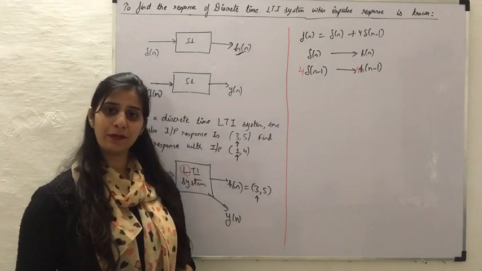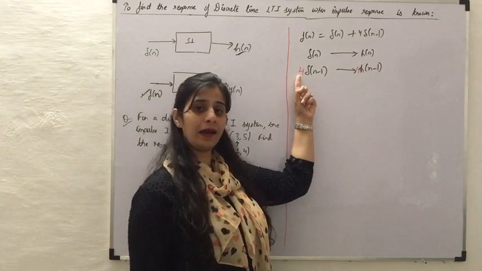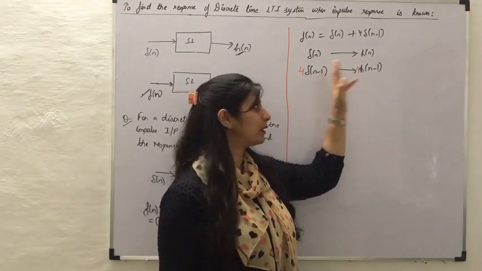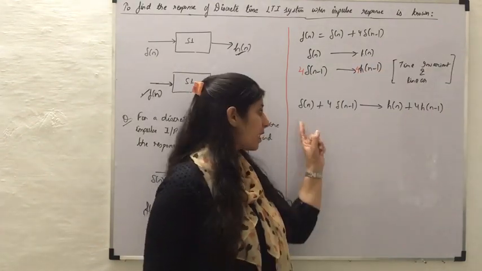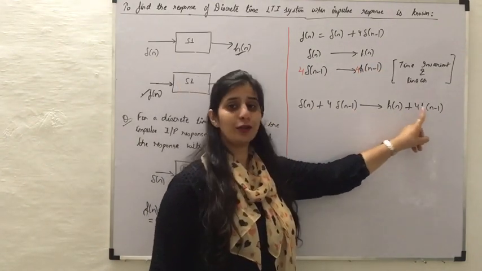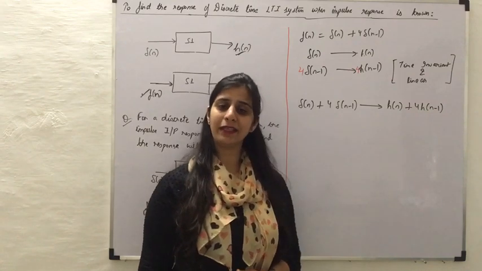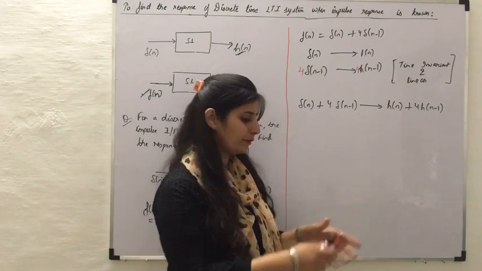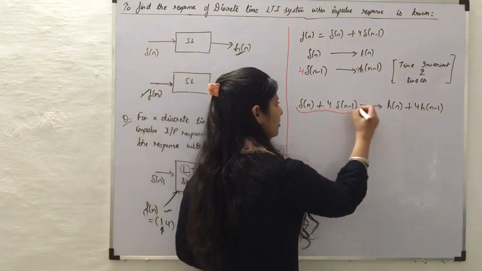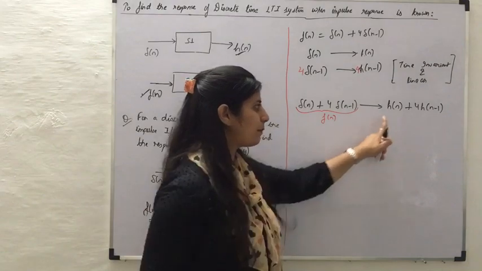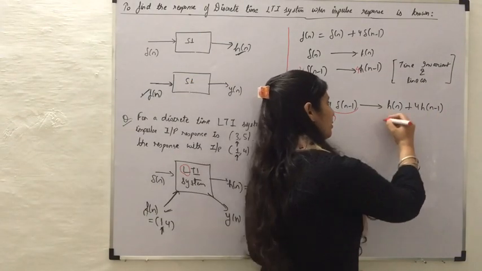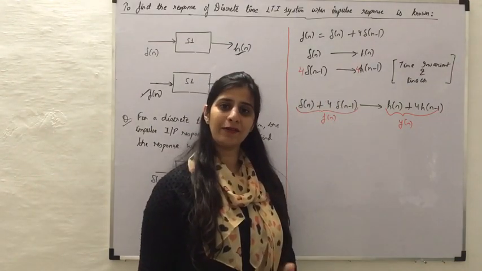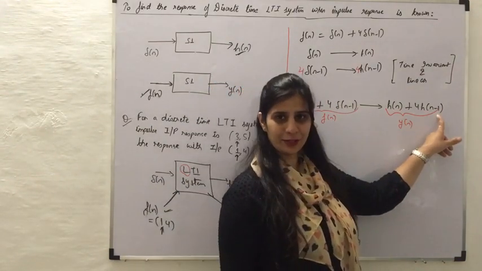Homogeneity principle means when I multiply the input with a constant, the output also gets multiplied with the same constant. When I sum the inputs, the output should also get summed, because this is the other part of the linearity principle, which is superposition. So this form represents the function f of n, and the sum of the outputs should represent the function y of n. Let us now evaluate y of n from this summation.